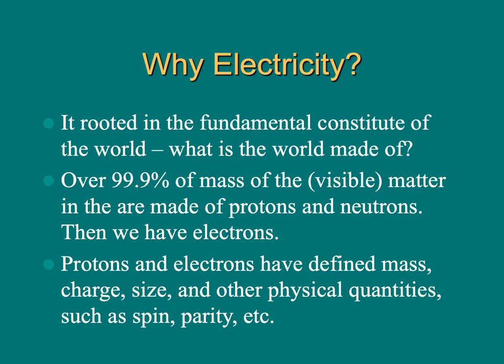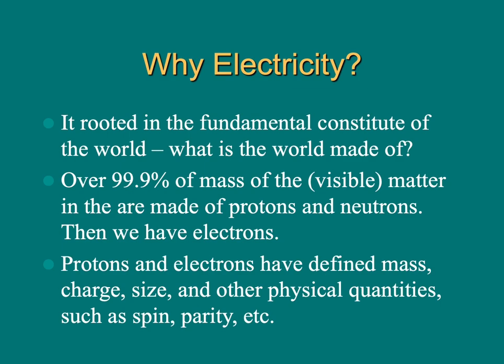Proton and electron, they have defined mass, charge, and size. What does that mean? It means every proton has exactly the same mass, charge, and size. We can't really distinguish individual protons and electrons. Now, mass we're familiar with. We'll give you the number of protons and electrons later. And then charge. Charge is a quantity that is just as fundamental as mass.